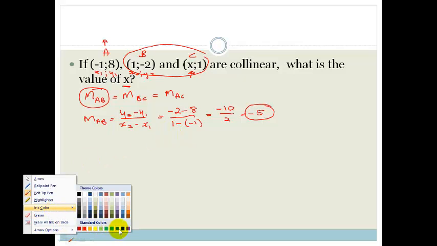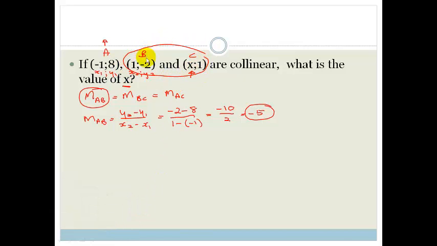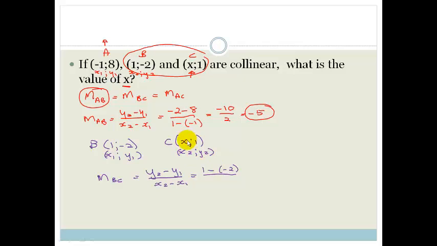So let's change color just so that we can see. Now we're going to be looking at the gradient of BC. Our points are B (1, -2), and C we've called (x, 1). Let's let this be x1 and y1, and then this is going to be x2, y2. Let's substitute that into the formula for the gradient: m of BC is y2 minus y1 over x2 minus x1, which in this case is 1 minus minus 2 all over x minus 1, because x is what we're trying to find out. And that all has to equal minus 5, because if they're collinear, they have to have the same gradient.